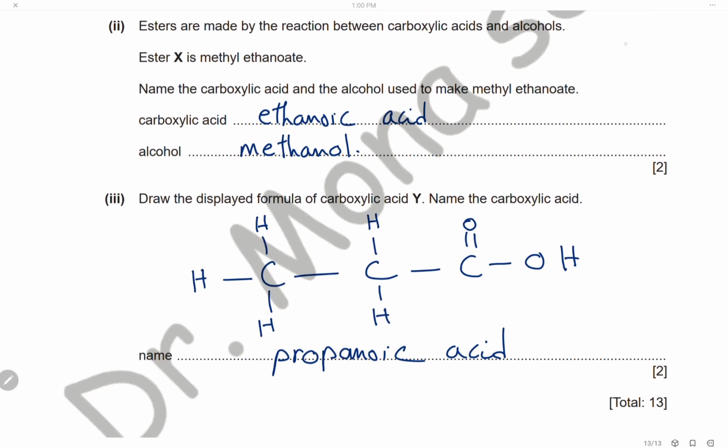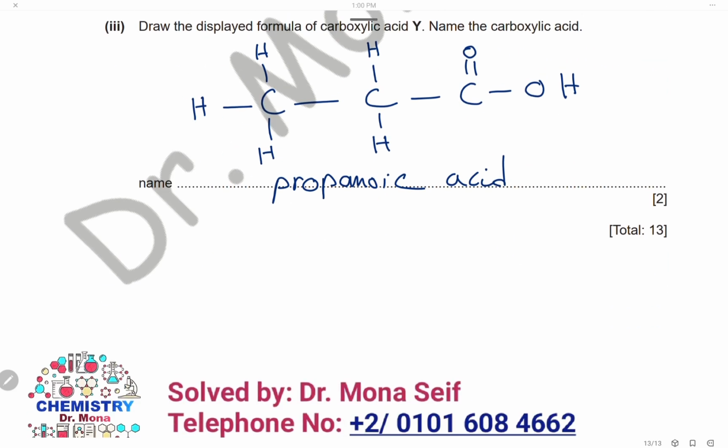Draw the displayed formula of the carboxylic acid Y. Name the carboxylic acid. Carboxylic acid Y is an acid formed from 3 carbons. Of course, we have 3 carbons. One of them is the COOH group, which is the carboxylic group, which is always carbon number 1. So we have 1, 2, 3. Here's the displayed formula of the carboxylic acid, and the acid formed from 3 carbons is named propanoic acid.